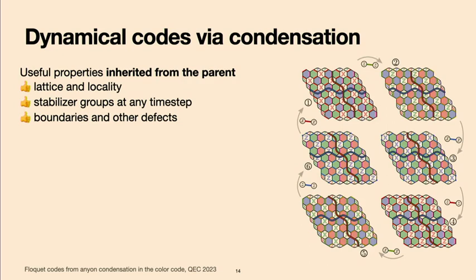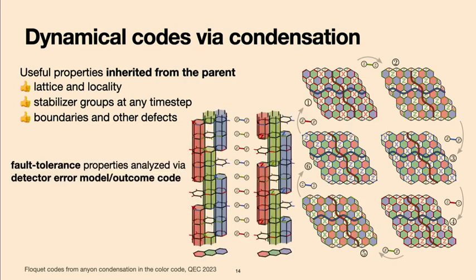And we find that for many examples, it's helpful to construct boundaries through the sequence, especially when the logical operators change their type and some non-trivial action is performed on them within a cycle. And in any such approach, because it's stabilizer-based for any abelian topological code, the fault-tolerant properties can be analyzed via the detector error model or outcome code. And there's a very nice depiction of the detectors in the case of the CSS Floquet code.